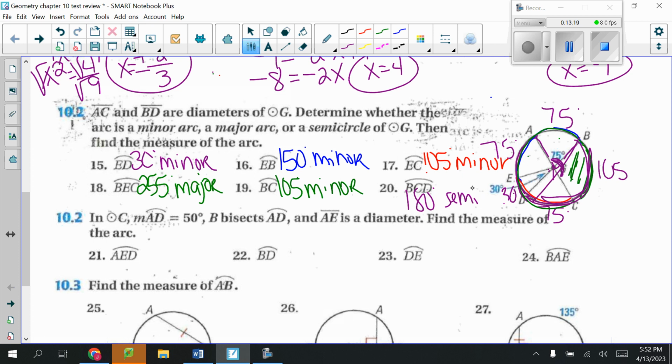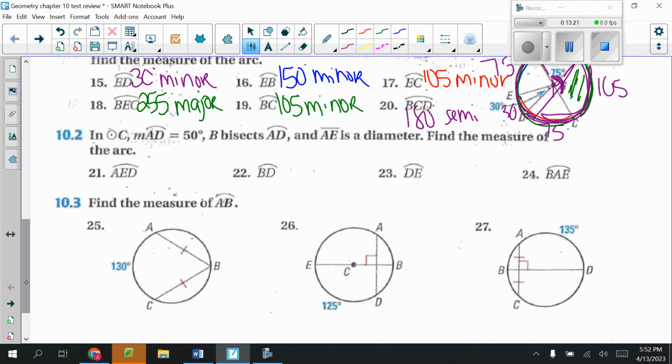All right, so next part of section 10.2, now we have to draw our own circle. They tell me that we have circle C. So over here, I'm going to draw a circle C. So C is in the center. It tells me that B bisects arc AD. So I know that I'm going to have an arc AD. B is going to bisect it. So in the middle of that is B.